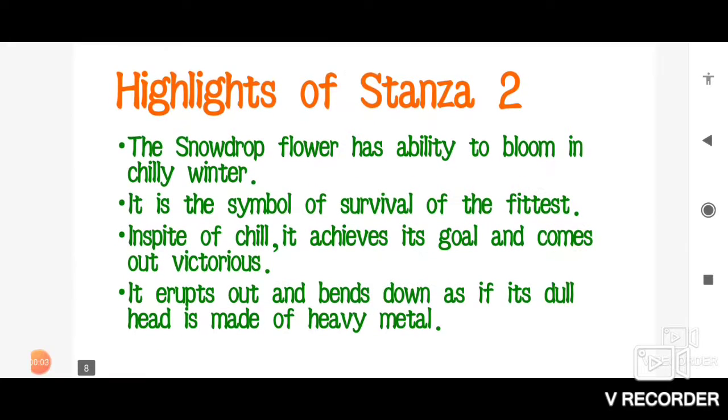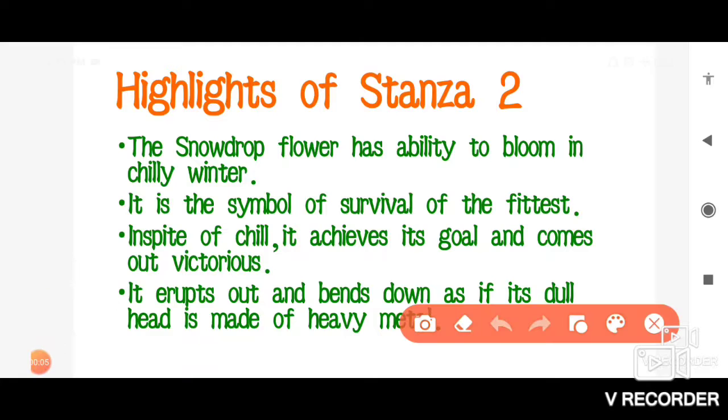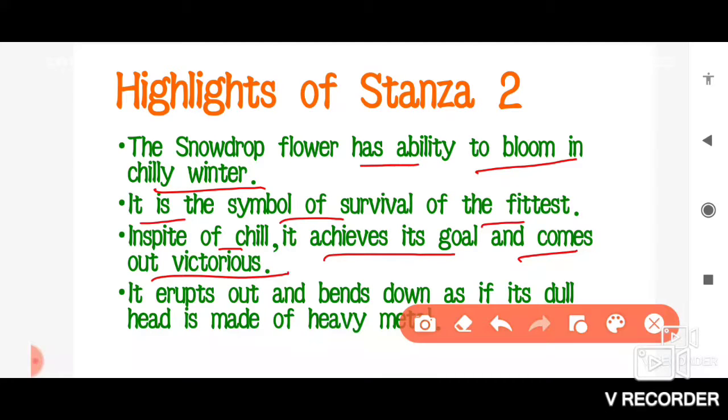Let's have a look at the highlights of this stanza. ठीक? The snowdrop flower has the ability to bloom in chilly winter. It is the symbol of survival of the fittest, isn't it? In spite of chill, it achieves its goal and comes out as a victor. It erupts out and bends down as if its dull head is made of heavy metal.